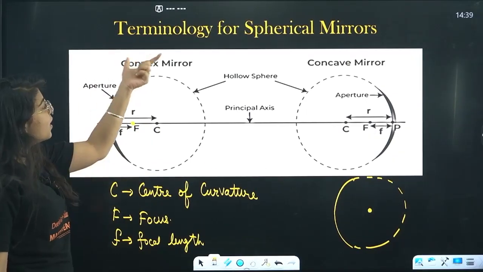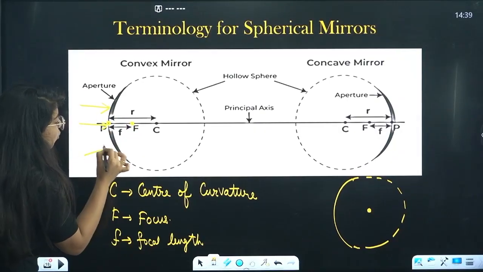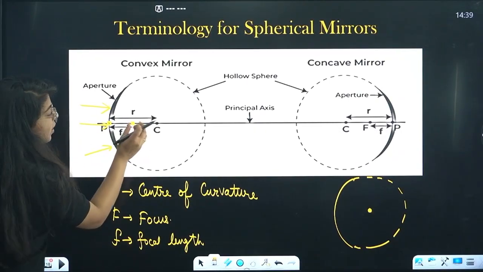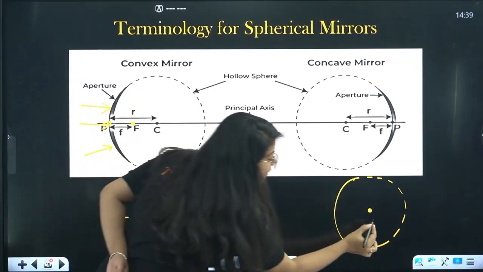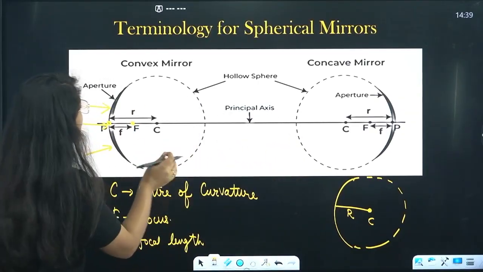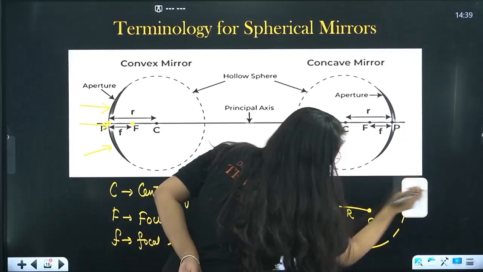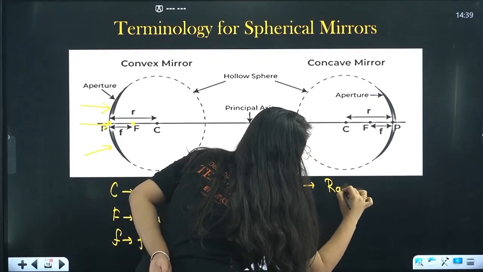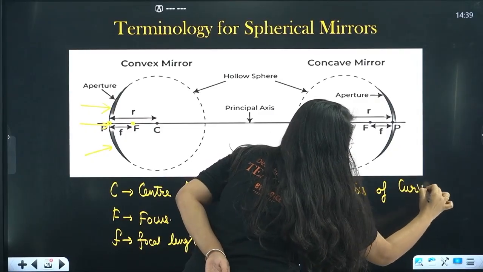This is your mirror. It is a convex mirror. That means light is hitting on the outside part of this mirror, right? So this is your half of this radius. See, this is the center. If I join this, it will be the radius. So this R is called the radius of curvature.